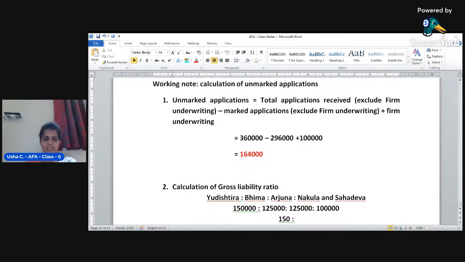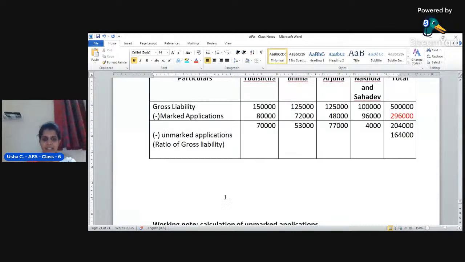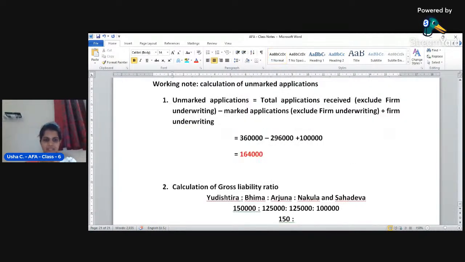Have you understood the calculation of net liability of the underwriters? I'm sorry, the calculation of marked application, unmarked application. Whether it is the first point or second point. Okay, I was in the calculation of unmarked application. Correct. Okay, right. No problem.